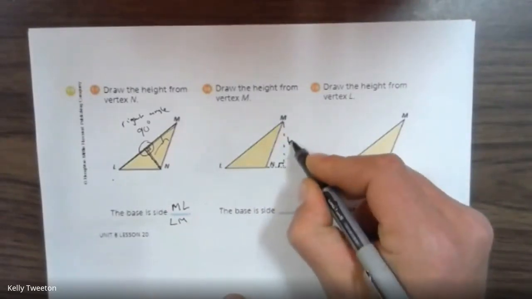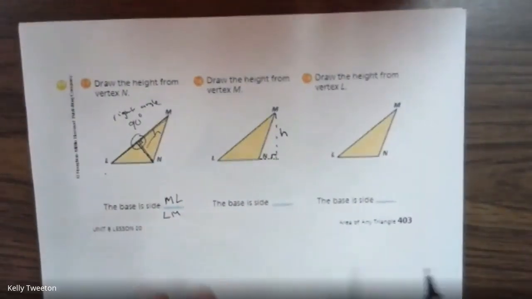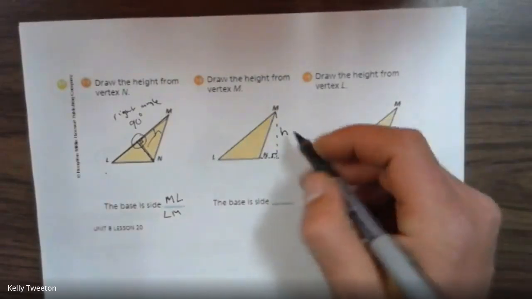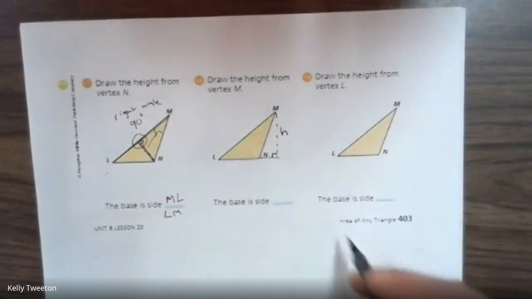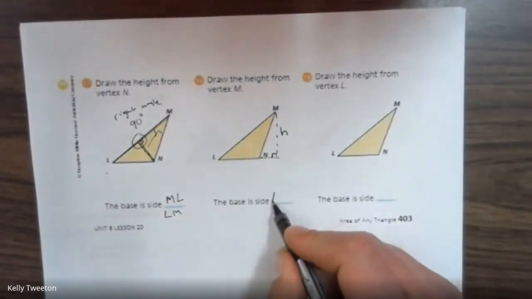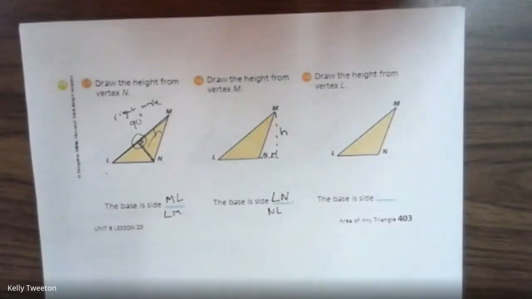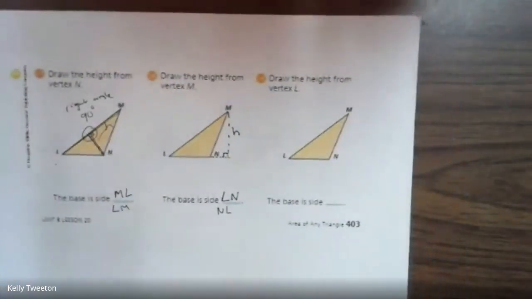So if this is the height, what side is the base on? Well, the height and the base have to form a 90-degree angle, so you could call it side LN. You could also call it NL. And one more here. Draw the height from vertex L.